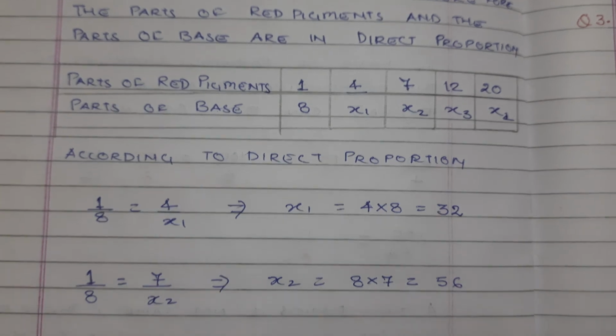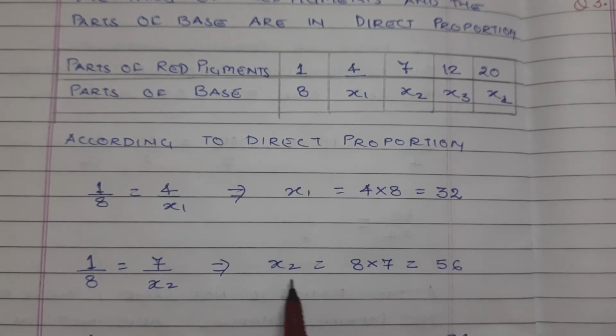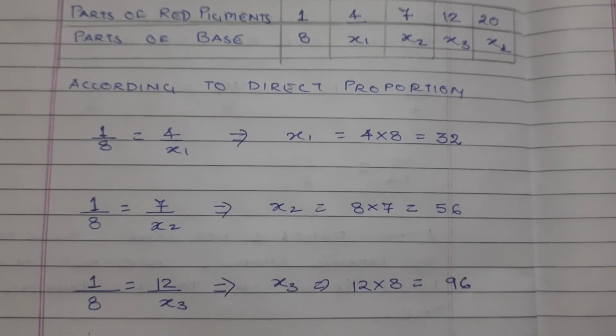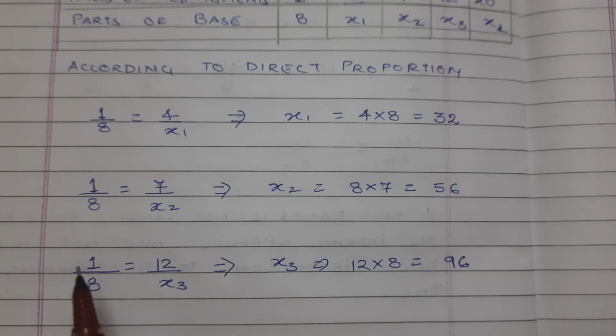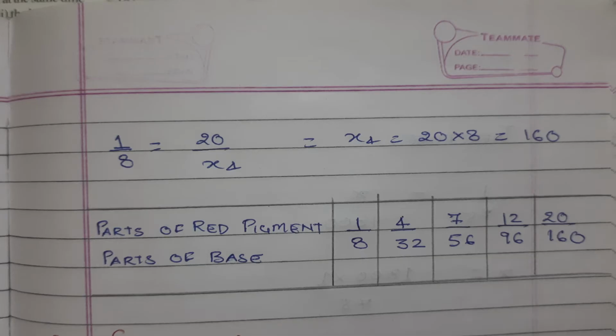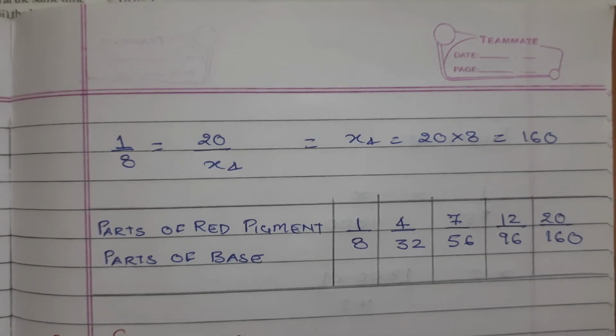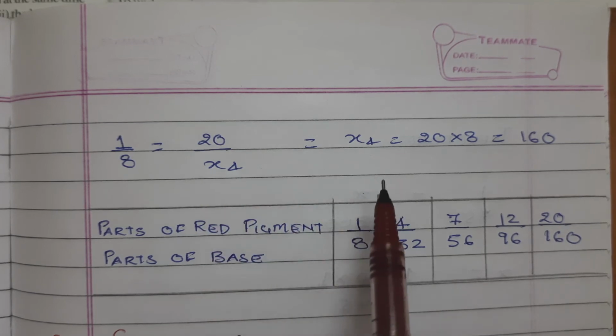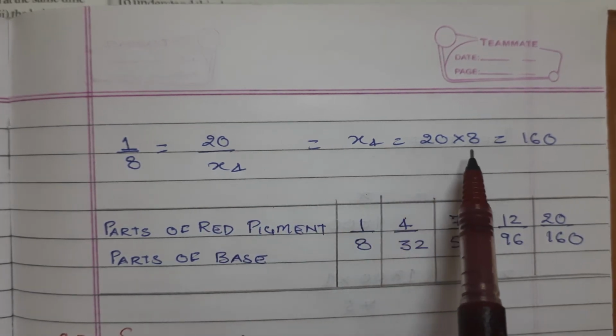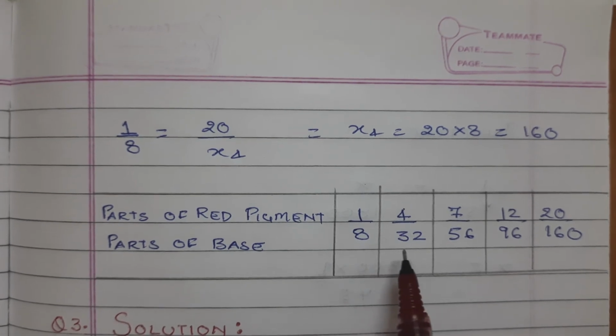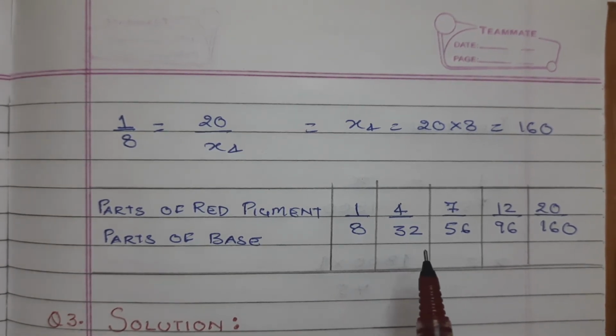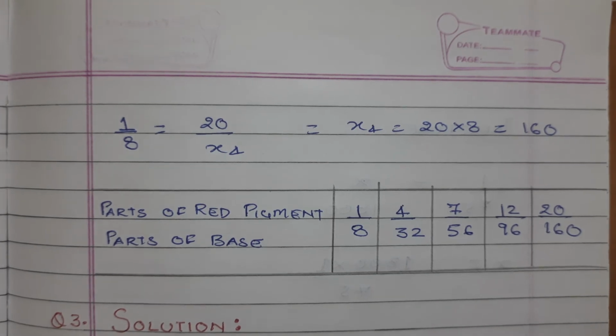Again, we will transpose it and we can calculate the value of x2 will be 8 into 7, that is 56. Likewise, the third one, 1 by 8 equals 12 by x3, transposing the value, so x3 will be 12 into 8, that is 96. Likewise, we will calculate the value for x4, and x4 will be 20 into 8, that is 160. Now we will put the values of x1, x2, x3 and x4 in the table.